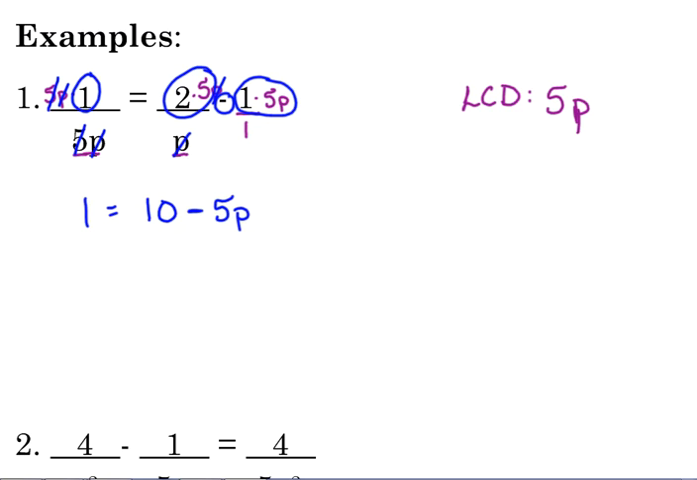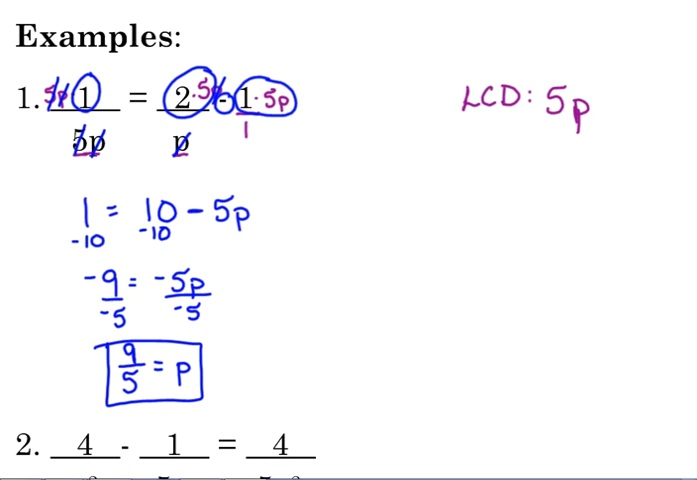Now we just have a linear equation that we need to solve. Same steps you've been doing for years now. Subtract the 10 from both sides. 1 minus 10 is negative 9. That's equal to negative 5p. Divide both sides by negative 5. 9 over 5 does not reduce, but you got a negative divided by a negative. So that becomes a positive 9 over 5 for p.